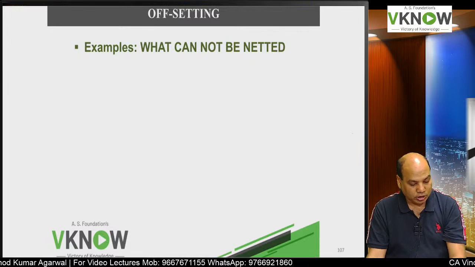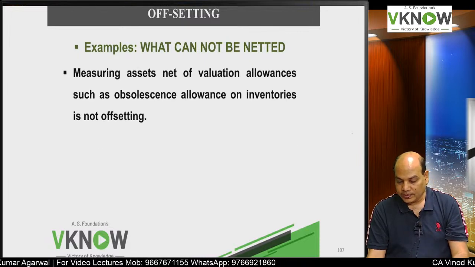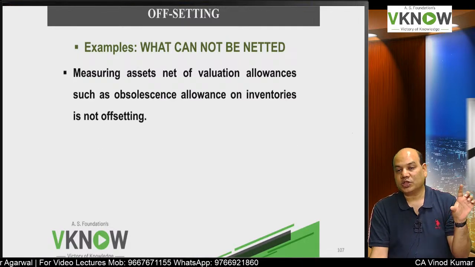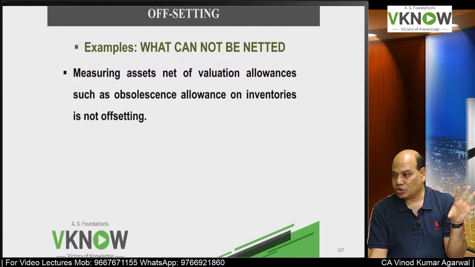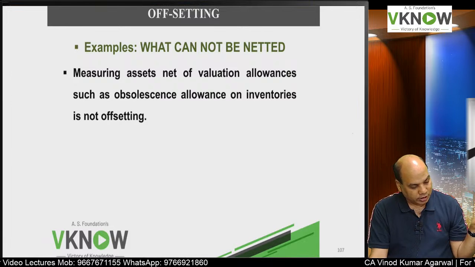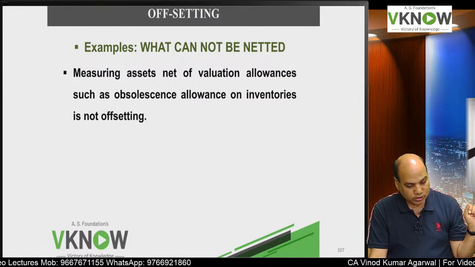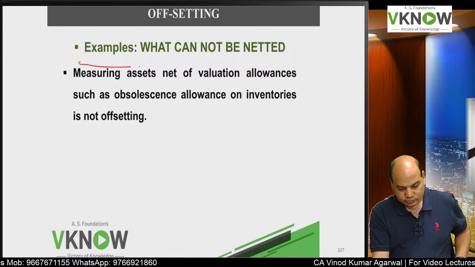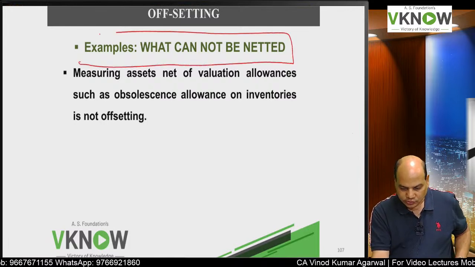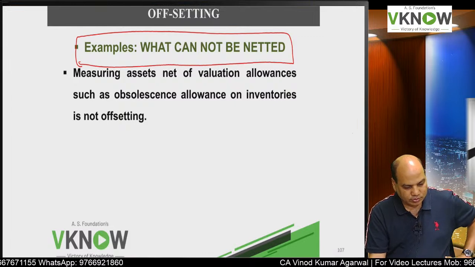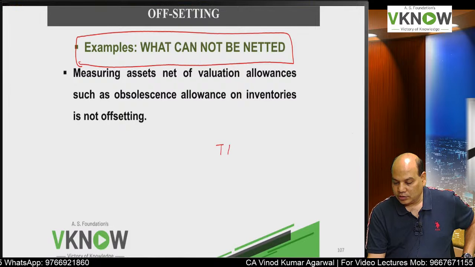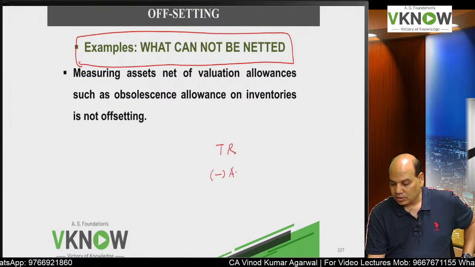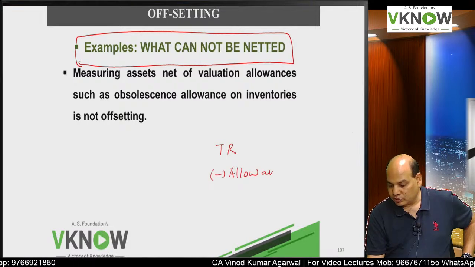And what you cannot net off is where there is a specific requirement of separate disclosure. Like you have seen in Schedule 3. Is it printed in the book? Yes. What cannot be netted off? Just write this heading there. This line is missing for some unknown reason. Trade receivable less allowance for bad debt.